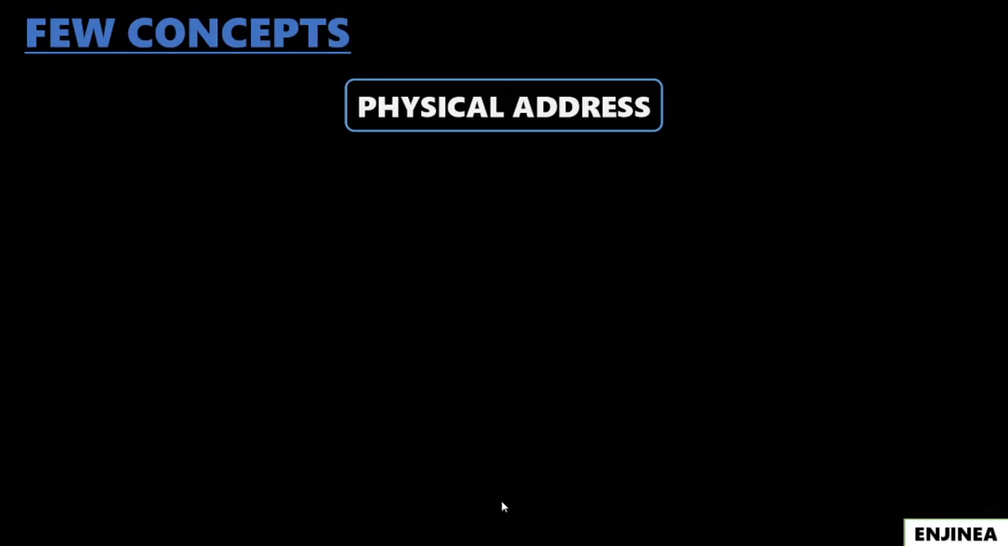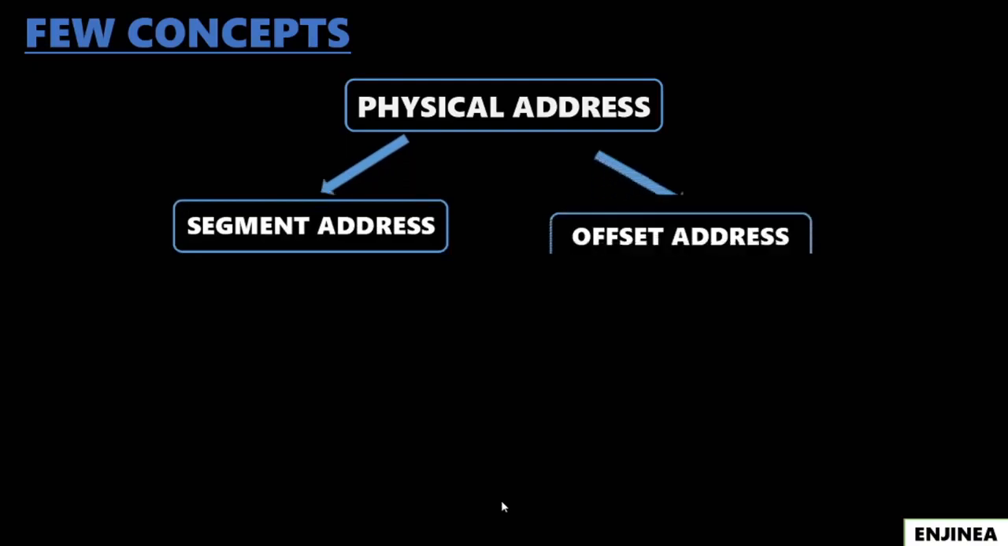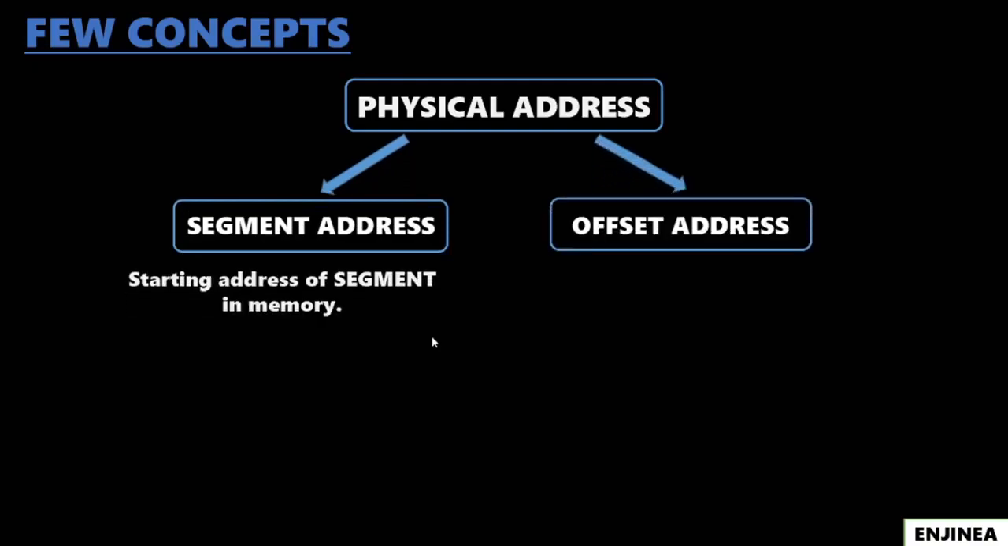Before starting to know about our addressing modes, we should revisit a few concepts that we have discussed in our previous videos. If you have not seen the videos, you can refer to my channel. I will provide the link in the description. The first thing I want to say is, we know every instruction has a physical address in the memory. This physical address has two parts: one is the segment address and the other is the offset address. The segment address is the starting address of our segment in the memory, and the offset address is the address within the segment. I have explained these topics in detail in my previous videos, so I will just be touching on these topics in this video.